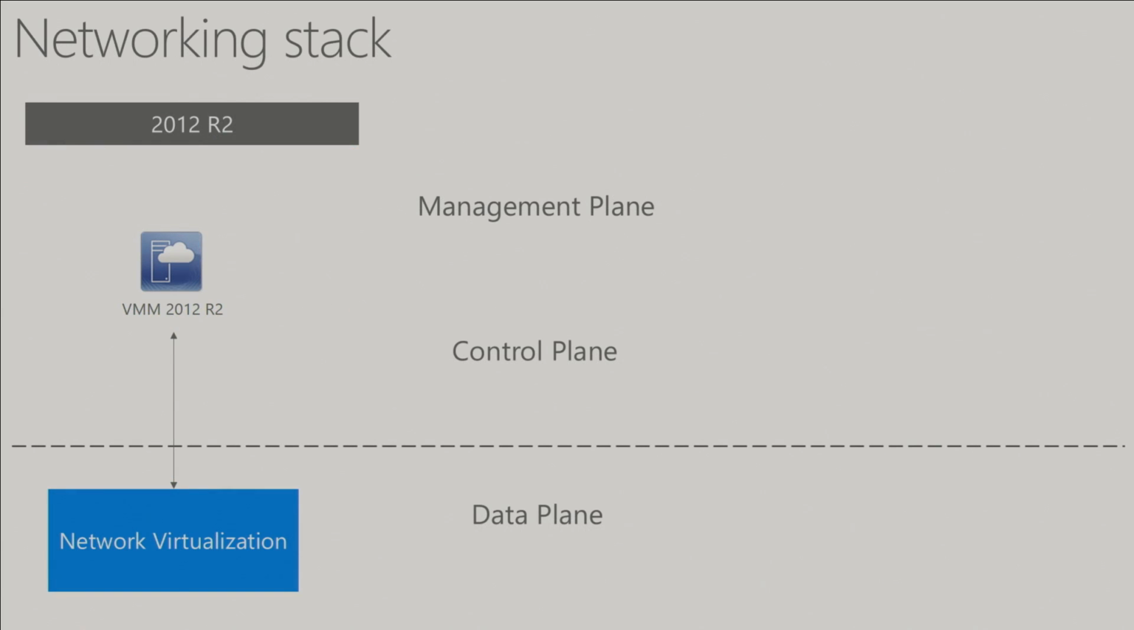So how does VMM come into the picture? In 2012 R2, this is how the stack looked. You had network virtualization, HNV or Hyper-V Network Virtualization V1, which was the data plane. And then you had VMM, which was both the control plane and management plane. The way you distinguish between the two is that the control plane is the entity that enforces the policy, and the management plane is where the user defines the policy.